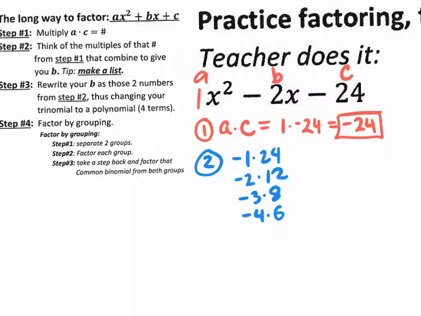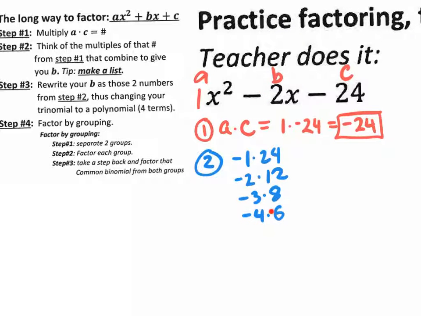Now, step 2 says, think of the multiples of that number. Here are all the multiples that combine to give you the b value. So which of these could I combine? Combine means add and subtract. So if I were to go -1 plus 24, what would I get? I'd get 23. The b value is not 23. If I combine -2 and 12, what do I get? I get 10. The b value is not 10. If I combine -3 and 8, what do I get? I get 5. The b value is not 5.